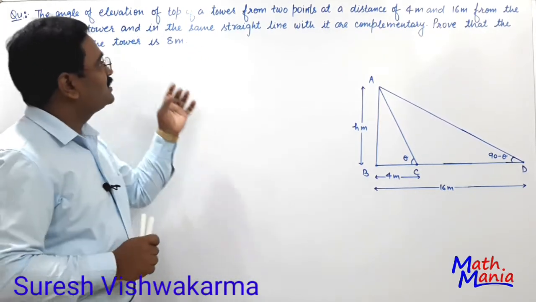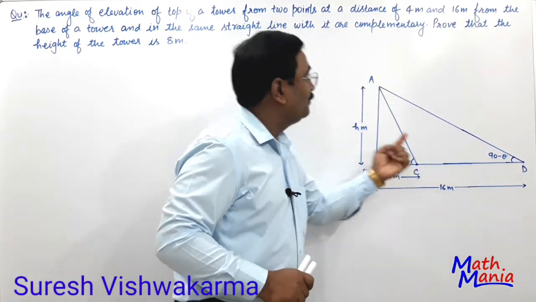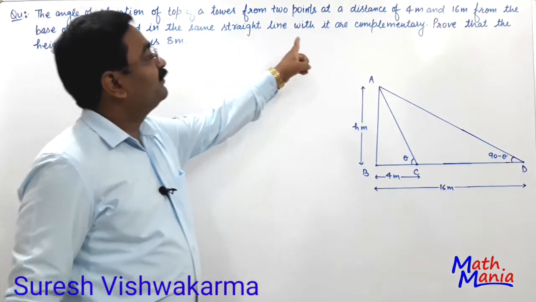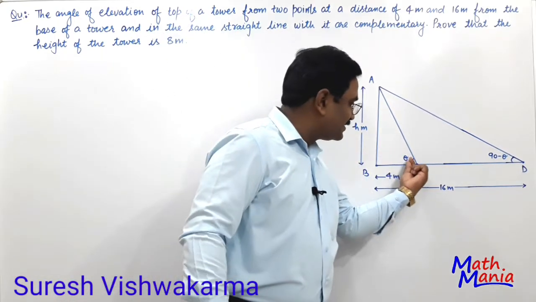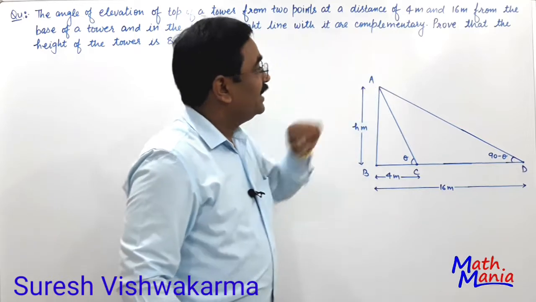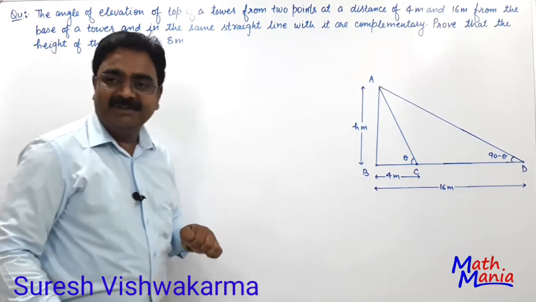And these angles of these 2 points from the top of the tower are complementary to each other, and on the same straight line. Means if this angle is theta, so its complementary is 90 minus theta. Then prove that the height of the tower is 8 meter.